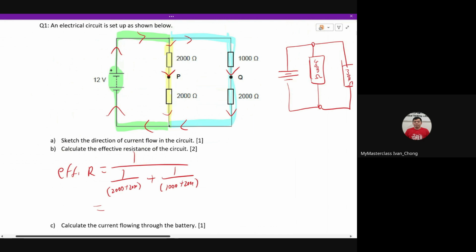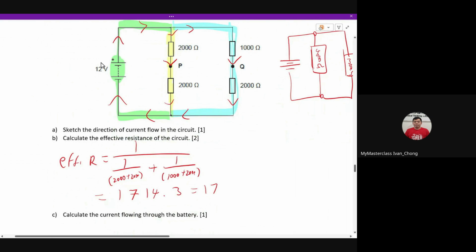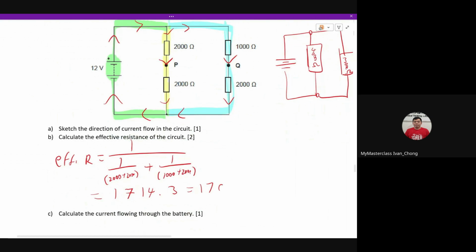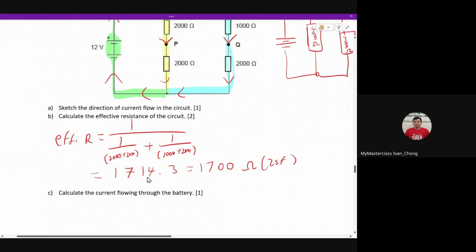You should, if I'm not wrong, get a fairly weird number. Yes, you do end up with a long decimal, 1714.3. So you simplify it. We'll just use 2SF or 3SF accordingly. We use 2 because of the 12 volts here. So we just use 2SF, 1700, and this is resistance, so 2SF. Do take note, we should still write the 5SF version because we might need to use it later on.